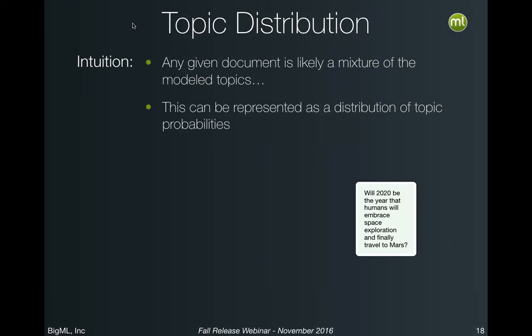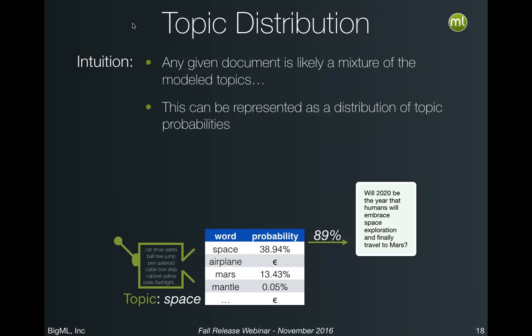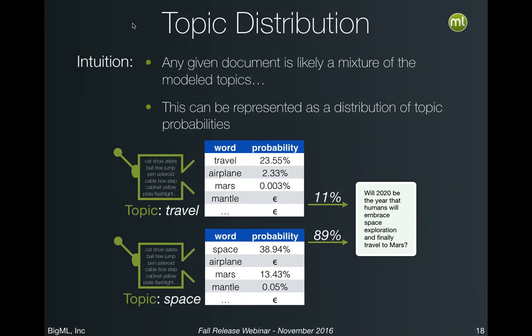A good example of that is we have this document, will 2020 be the year that humans embrace space exploration and finally travel to Mars? Obviously, this is about space, right? And so we assign a high probability to the space topic. We say that most of these words were generated by pulling that machine that gives us space words, essentially. But then also, this is about travel, right? We said the word travel. It's about exploration and going somewhere. So some of these words could have been generated by the travel machine. And so we'll assign a lower but still significant probability to the travel topic. So again, when we talk about traveling to Mars, we're mostly talking about space, but also we're talking a bit about travel.